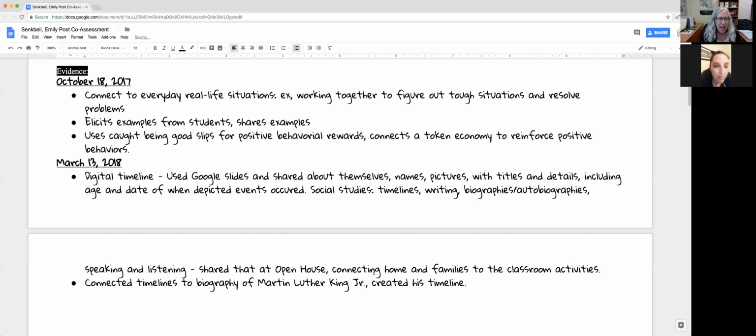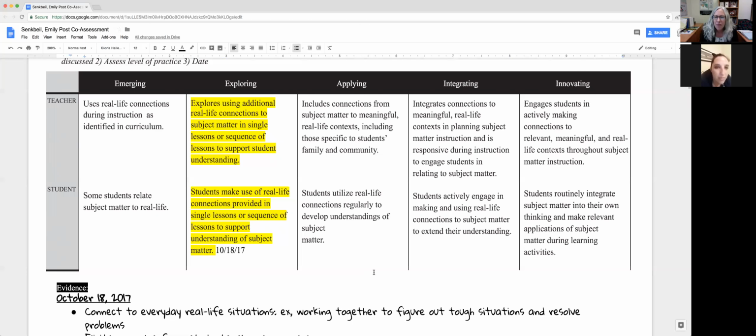Okay, good. So thinking about that, where do you think you might fall in the continuum here? Let's see. I think I would be right at the border of applying and integrating. For that one, yeah, we really try to connect it to real life all the time. It's very easy to. So I would say I'm right in the border there of applying and integrating.